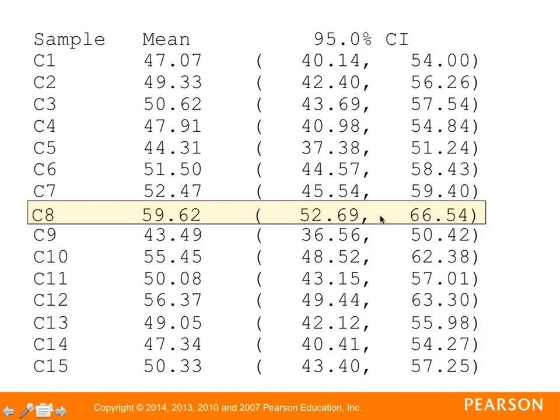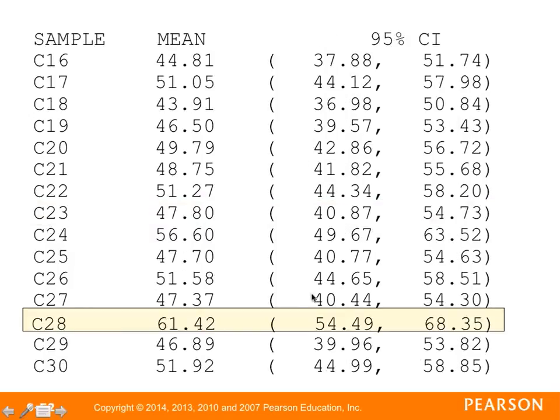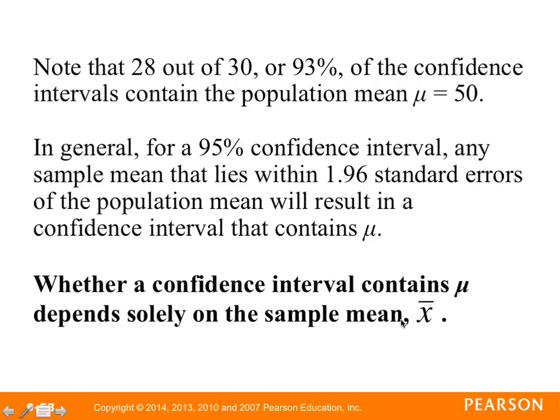They all do, except for this one that's highlighted, sample C8 and sample C28. So it's important to note that 23 out of our 30, or 93% of the confidence intervals, actually did contain our population mean, which was 50. So we can say that in general, for a 95% confidence interval, any sample mean that lies within 1.96 standard errors of the population mean is going to result in a confidence interval that contains the mean. We got a value of 93%, which is pretty close to our 95.